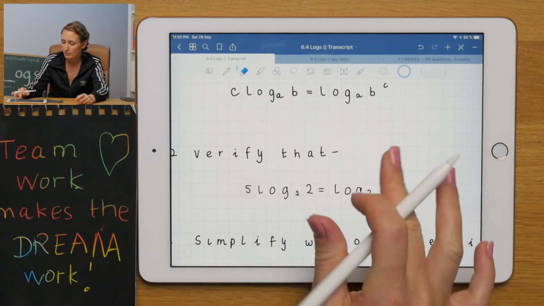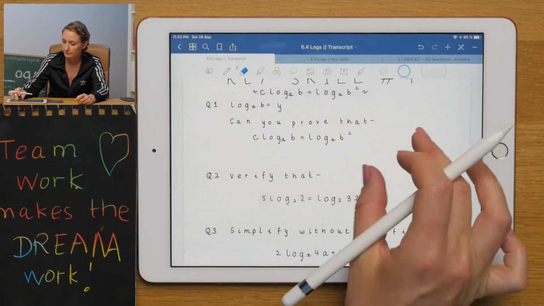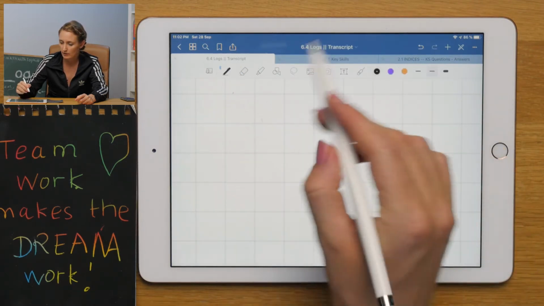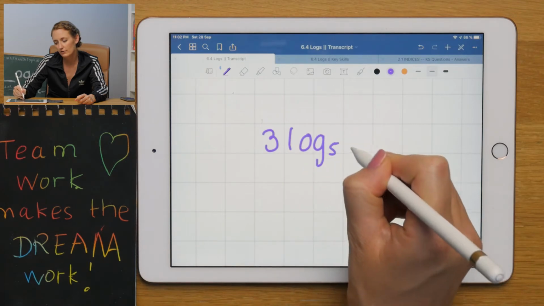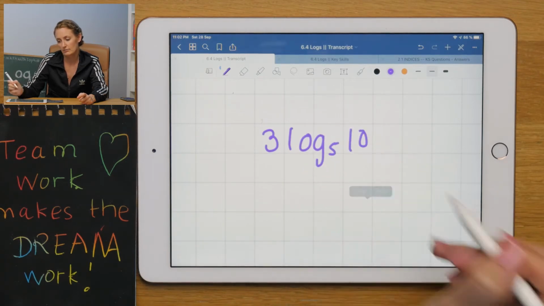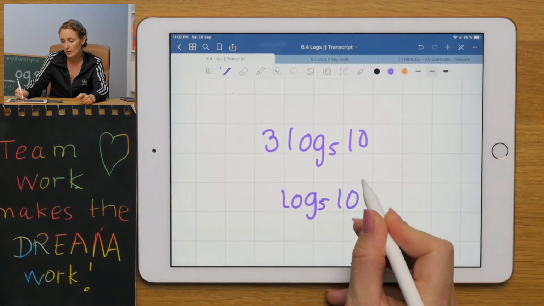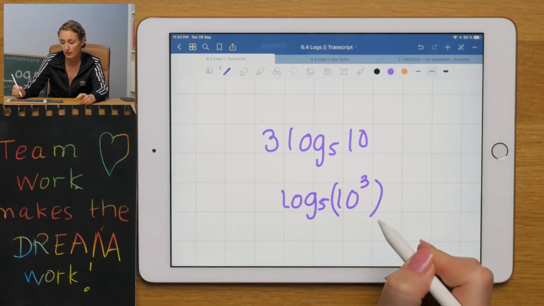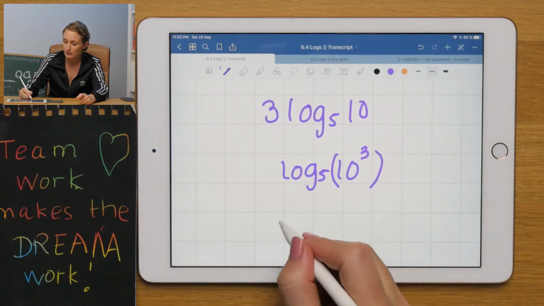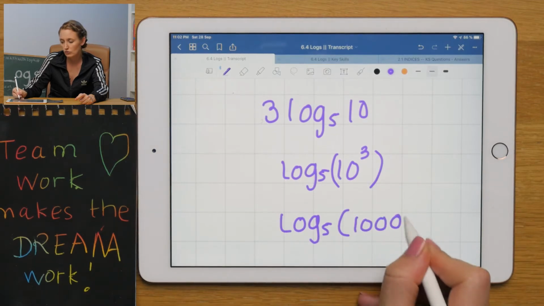So for example, let me find a practical example for you guys. Say you had 3 log 5, 10. Well, you could take that 3 and put it here on the 10, specifically on the 10, not on the whole thing, right? And that would be log 5, 10 cubed.